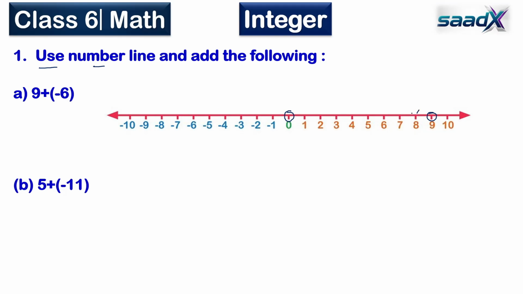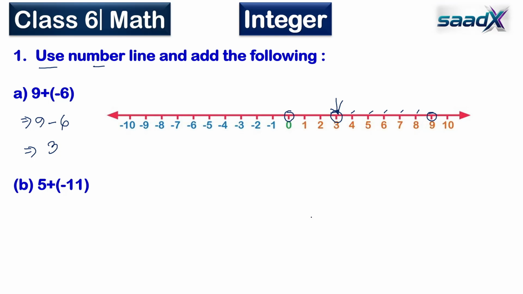So 1, 2, 3, 4, 5, 6. Look, it doesn't mean 0 to minus 6. It should be from 9 to minus 6. So here our answer will be plus 3. We know 9 plus and minus will be minus. So minus 6, our answer is 3. And look, here is 3.